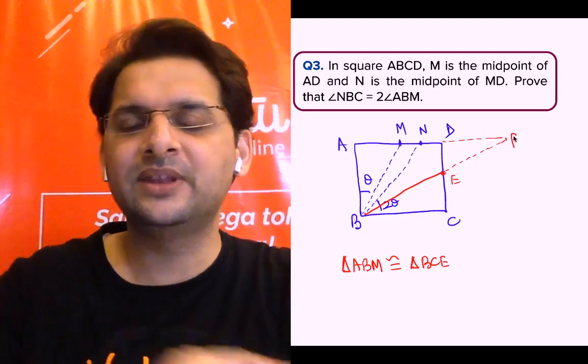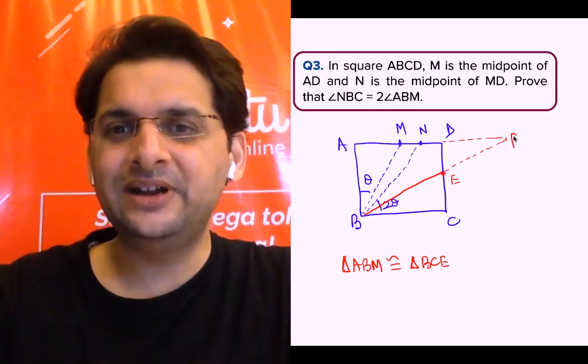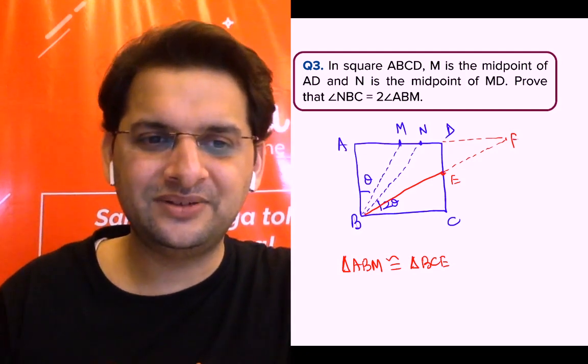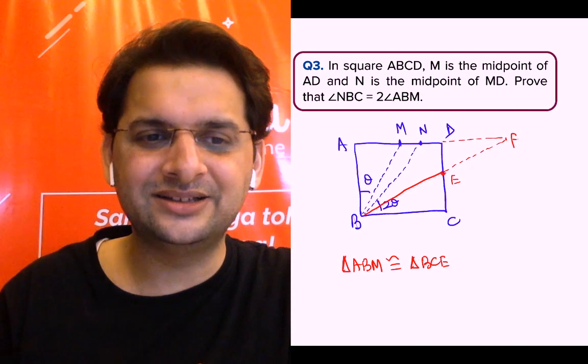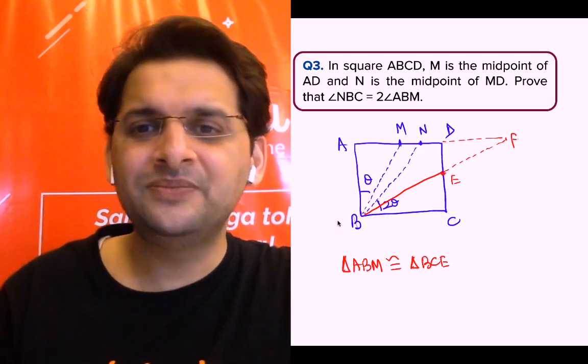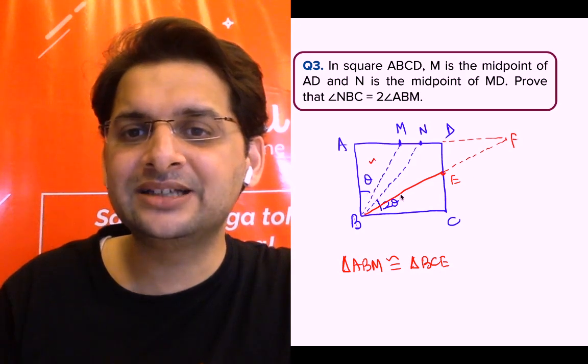Let's say this point is F. Now this is an enough hint. I've given you enough hint. थोड़ा सा और आसान कर देता हूँ, just so that you're able to find the answer. Now, since these two triangles ABM and BCE are same, if this is theta, can I say this is also theta?